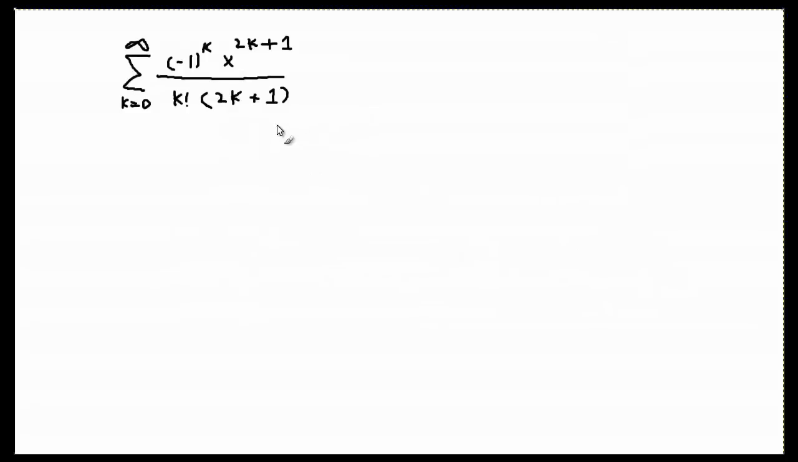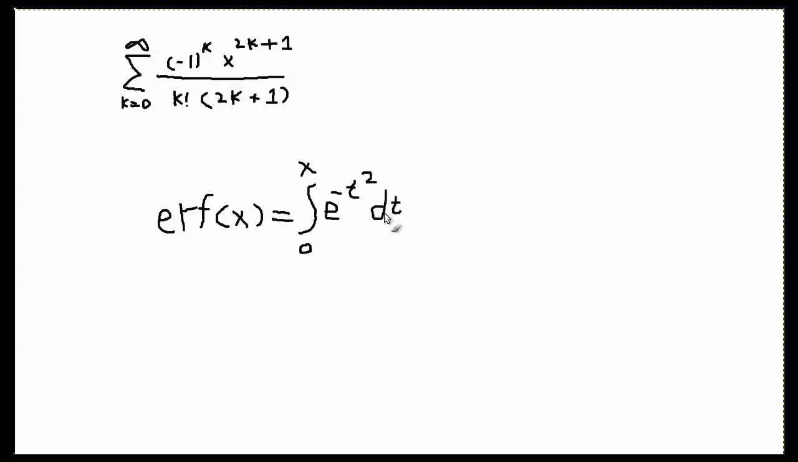So this here is a special function, and it is in terms of what is called the error function. We're going to look at the error function. The error function is defined by erf of x is equal to the integral from 0 to x of e to the negative t squared dt. And then we're going to multiply it by 2 over root pi.